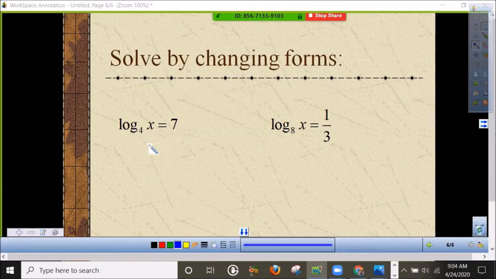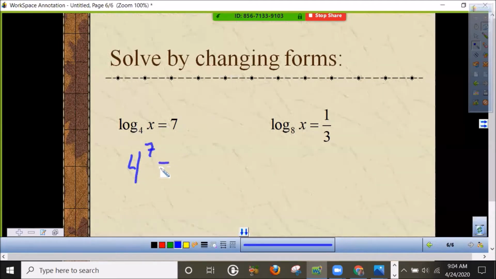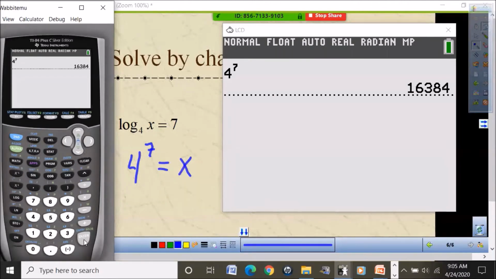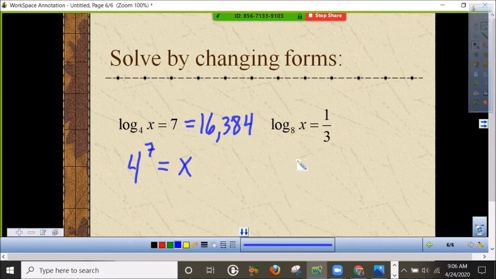These next two examples are even simpler if we rewrite in an exponential form. We see that the base is 4, the power is 7, and the x that's missing is just the result of 4 to the 7th power. On a calculator, we can do 4 to the 7th and see that the result is 16,384.